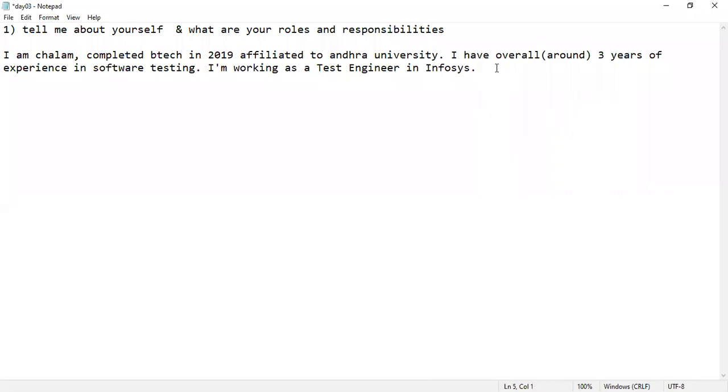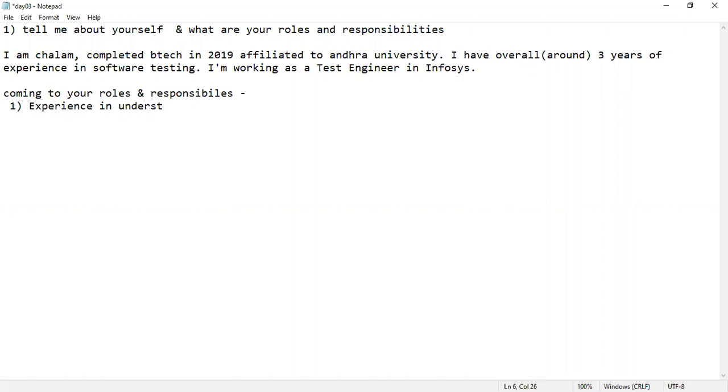So this is just about yourself and coming to your roles and responsibilities. Whatever roles I am including here will be covered in our future classes. Those roles will be part of the syllabus for our next classes.